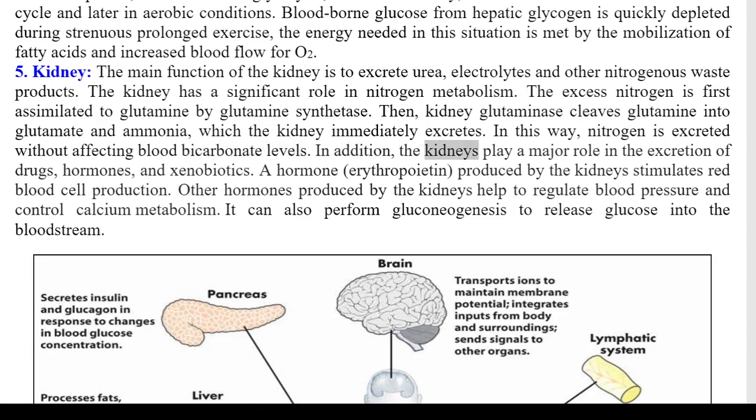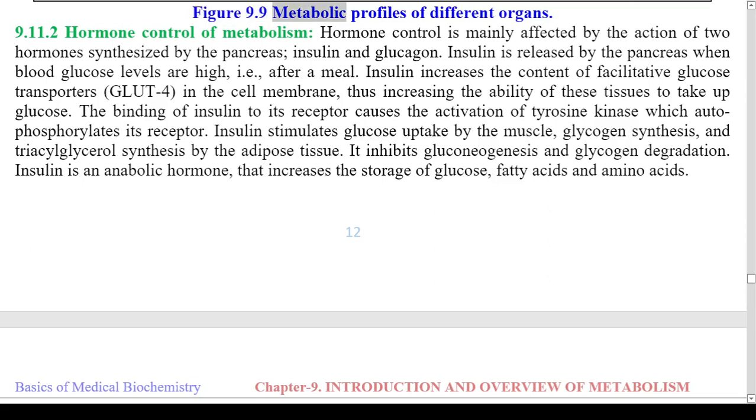In addition, the kidneys play a major role in the excretion of drugs, hormones, and xenobiotics. A hormone, erythropoietin, produced by the kidneys stimulates red blood cell production. Other hormones produced by the kidneys help to regulate blood pressure and control calcium metabolism. It can also perform gluconeogenesis to release glucose into the bloodstream. Figure 9.9 Metabolic profiles of different organs.